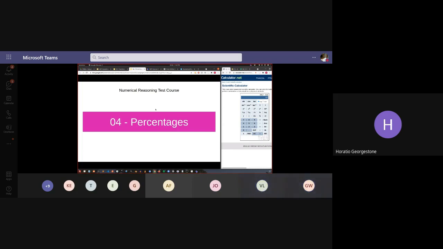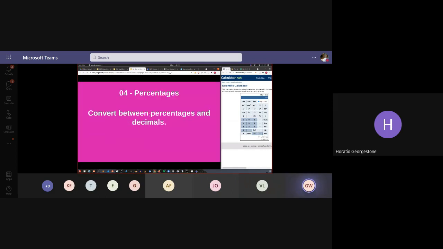Sorry, I can't open the document, but I'll just go through it on here anyway. So convert between percentages and decimals. This is the first one.